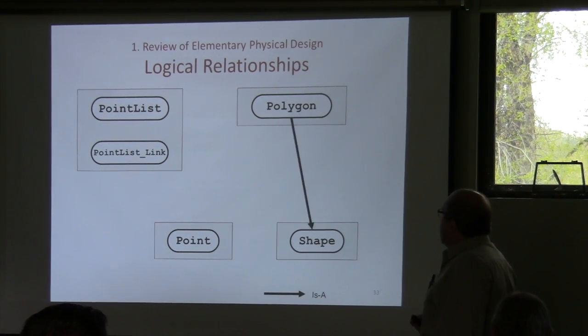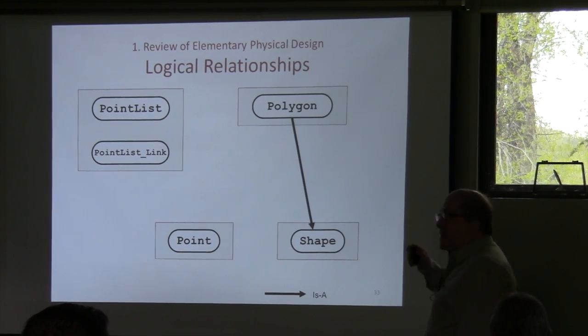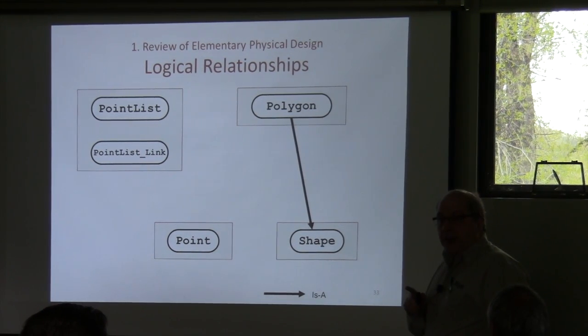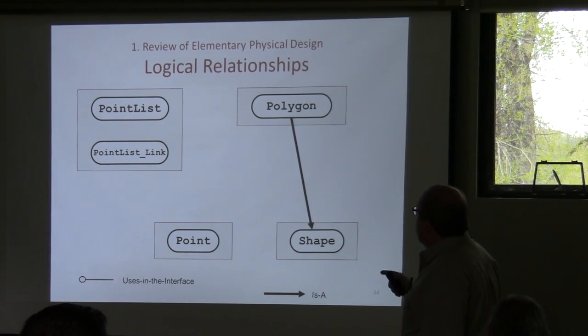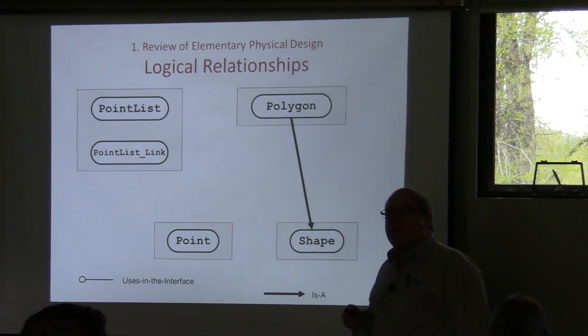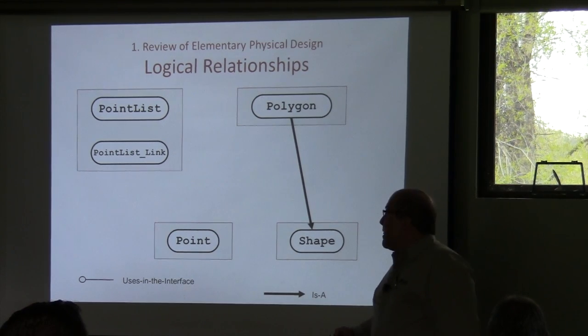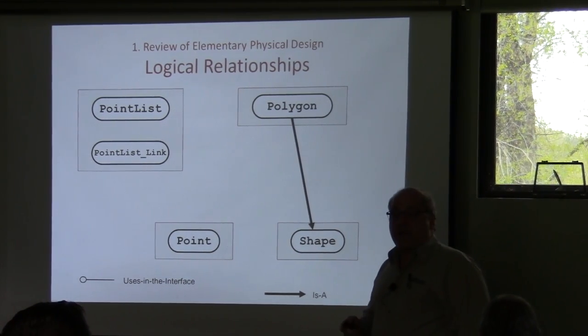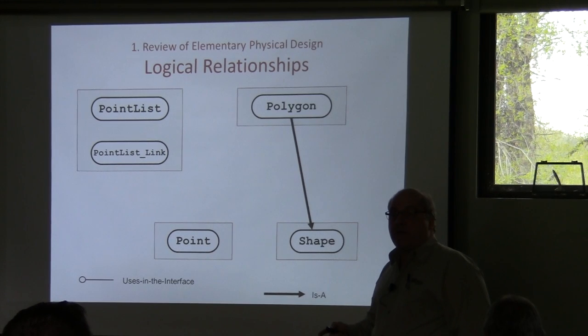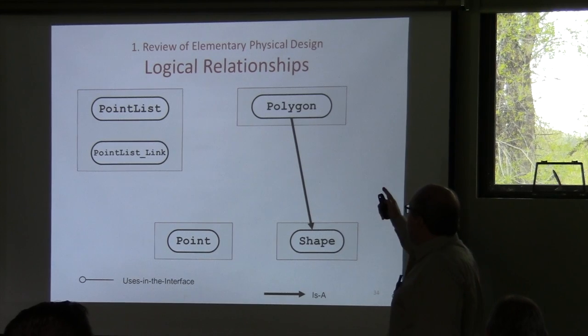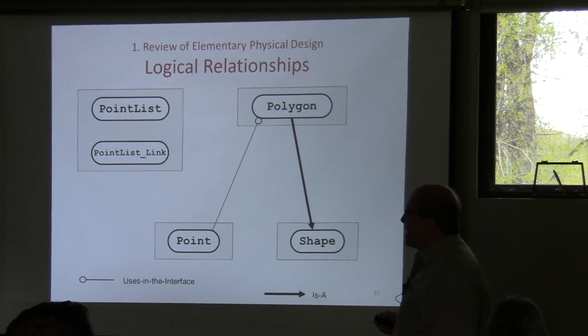So polygon is a shape. And you'll notice it's bubble to bubble, not box to box, because it's a logical relationship. Now, polygon uses point in the interface. Now, what does it mean to use something in the interface? So if a function uses a type in its interface, it means that it names it as part of its signature or as part of its return type. If a class uses a type in its interface, it means that one or more of its member functions uses that type in its interface. So polygon uses point in its interface, and we indicate it like that.